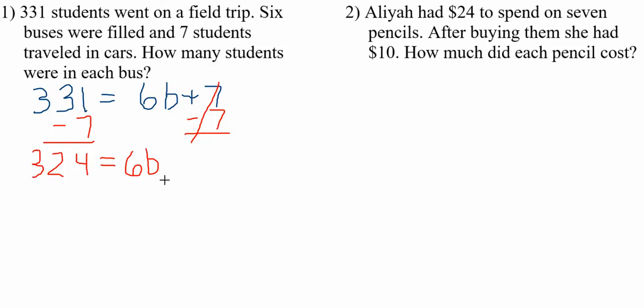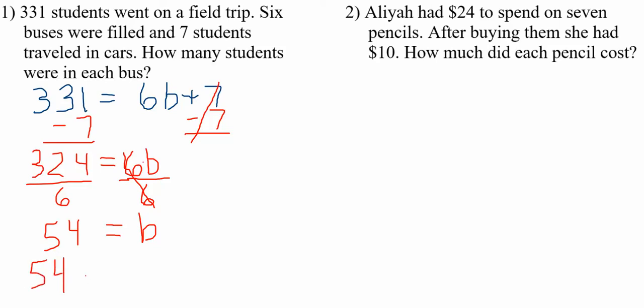And now that we're done with the addition and subtraction, we go to the next tier of order of operations, from the bottom, and that's multiplication division. So since this is 6 times b, the inverse operation is divide by 6. So we are left with b equals 324 divided by 6 is 54. So to answer the question, we had 54 students per bus.